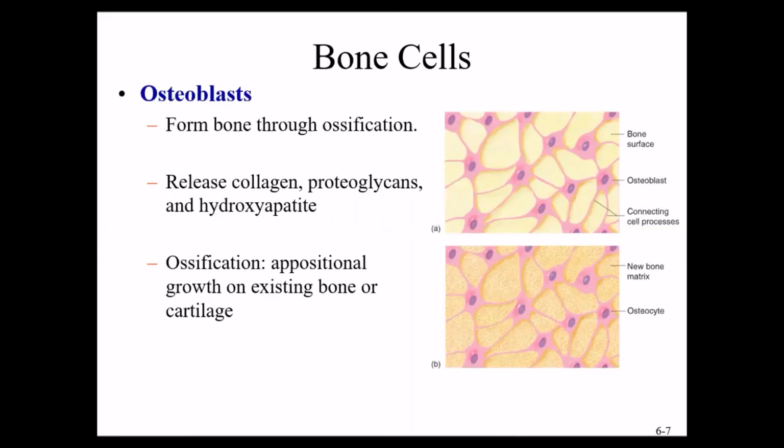And so these osteoblasts have the ability to make and to build collagen fibers, some chemicals we'll talk about a little later called proteoglycans, and that mineral form, the hydroxyapatite, the calcium and the phosphate crystals. Now, ossification, the process of bone formation, occurs through what is called an appositional type of growth that occurs on the existing bone or cartilage.